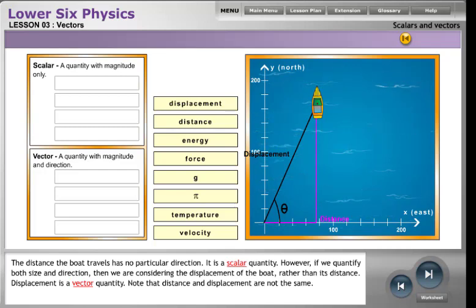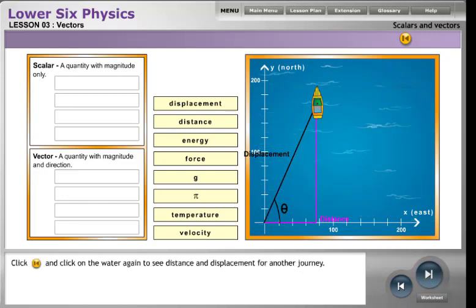However, if we quantify both size and direction, then we are considering the displacement of the boat rather than its distance. Displacement is a vector quantity. Note that distance and displacement are not the same. Click Reset and click on the water again to see distance and displacement for another journey.